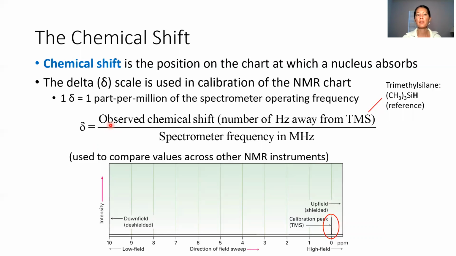So it's basically the observed chemical shift, which is the number of hertz away from the TMS group. So here's our TMS peak. This is the calibration peak that's set at 0. TMS stands for tetramethylsilane. You have this molecule, and it's the H here that shows that. That's a reference peak, and that's divided by the spectrometer frequency in megahertz.